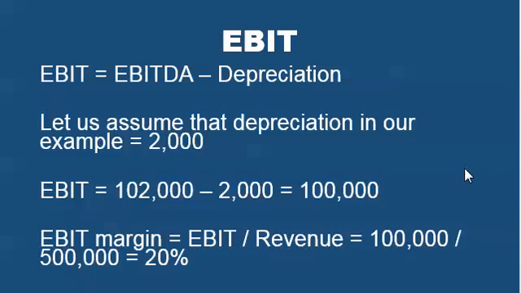EBIT. EBIT is EBITDA minus depreciation. So let us assume that depreciation in our example is 2,000. EBIT is 102,000 minus 2,000, which gives us 100,000 as EBIT. EBIT margin is EBIT divided by total revenue, which in our case is 100,000 divided by 500,000, leaving us with a 20% margin.